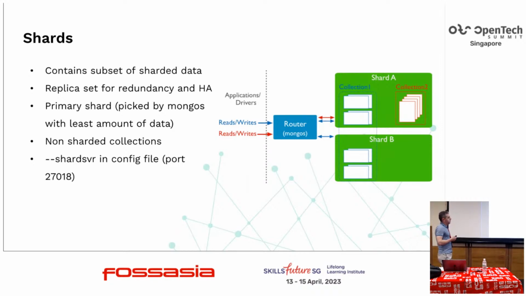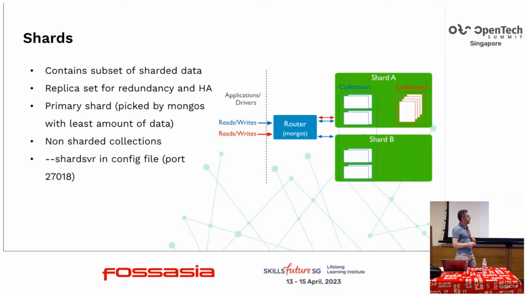So the shards are just a subset of the entire data from the cluster. Each document in the cluster exists only once, and it exists on a single shard. There is a primary shard for each database in the system, and the primary shard is defined when the database is created initially through the MongoS. The MongoS router will decide what would be the primary shard for this database.